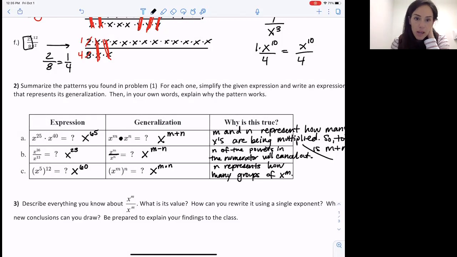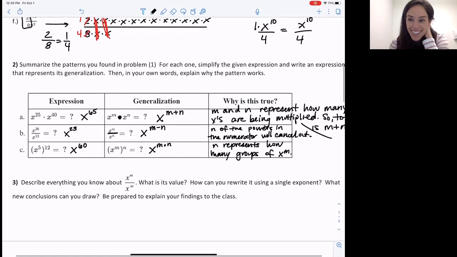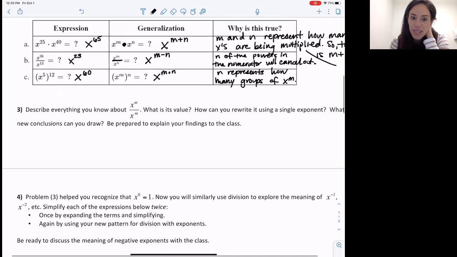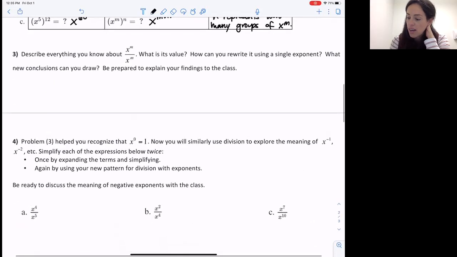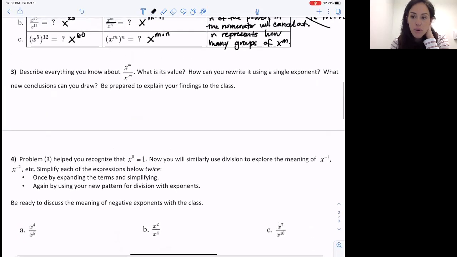Okay, you ready? Now things are going to get even more interesting. Number 3, describe everything you know about x to the m over x to the m. What is its value? How can you rewrite it using a single exponent? What new conclusions can you draw?